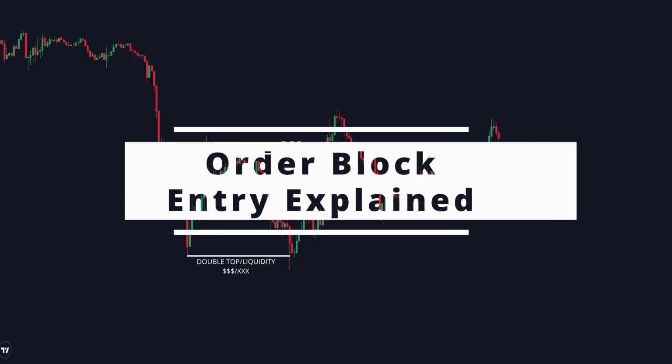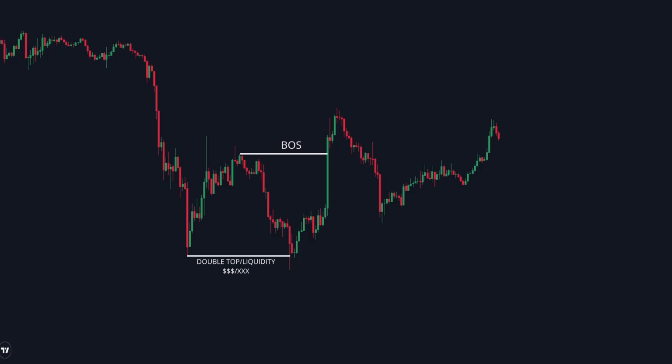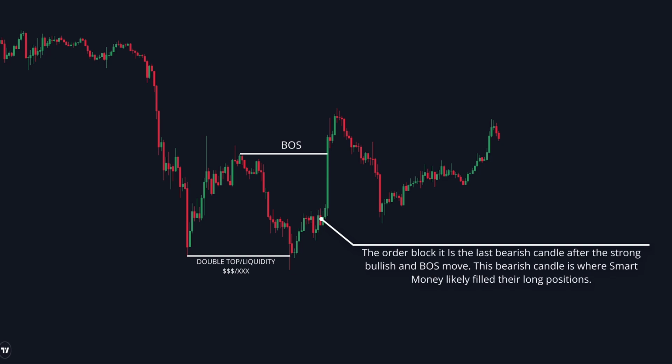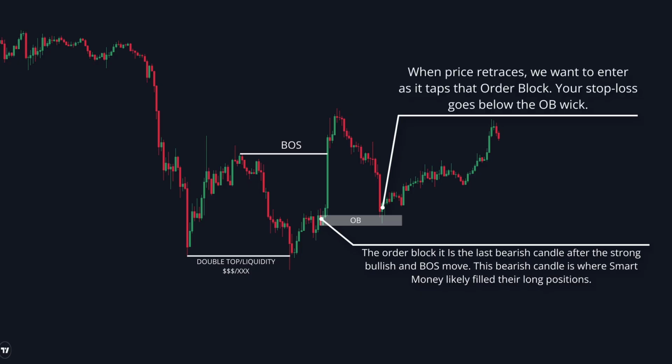Order block entry explanation. Let's zoom in and identify the order block. In this case, the order block is the last bearish candle after the strong bullish BOS move. This bearish candle is where smart money likely filled their long positions. That becomes our zone of interest. When price retraces, we want to enter as it taps that order block. Your stop loss goes below the OB wick. Your TP is based on market inefficiency or recent highs. This is a precise, high probability setup.